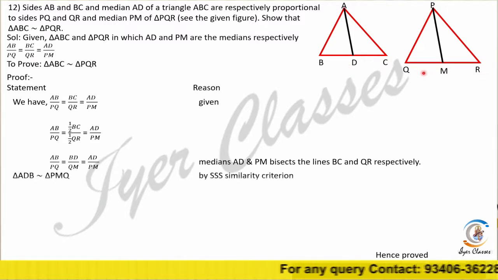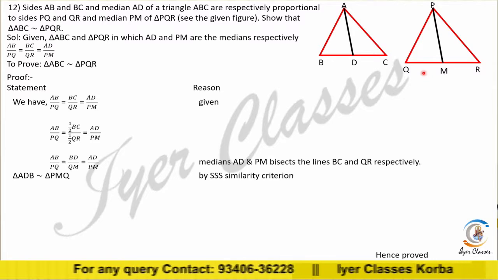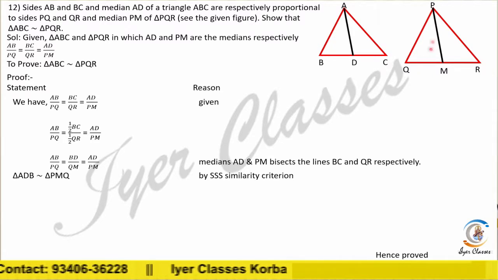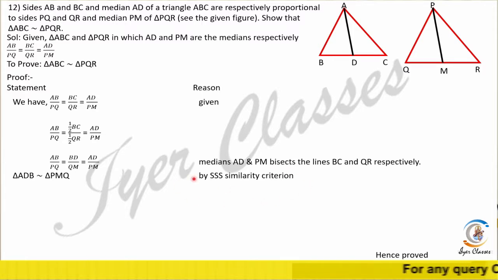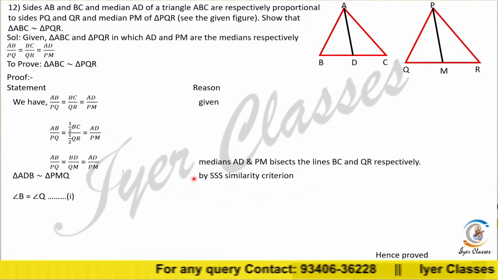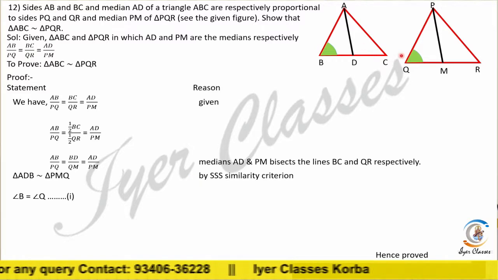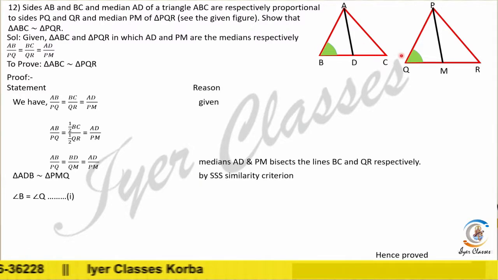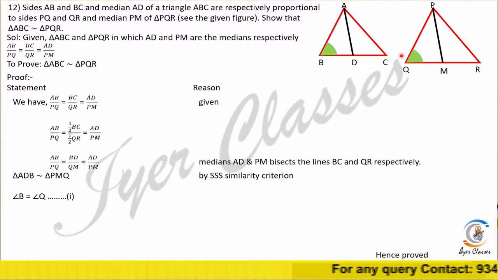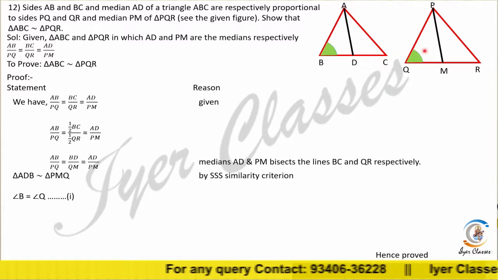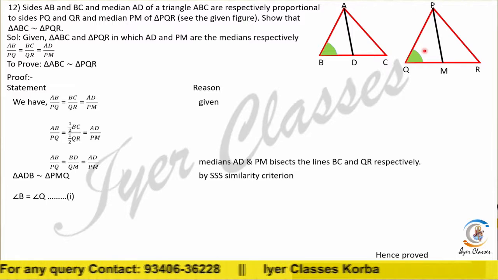Put the values. What do I get? The two triangles ABD and PQM will now become similar to each other by SSS similarity criterion. So, what will happen now? The angle B and angle Q will become equal because if the two triangles are similar, then the corresponding angles will be equal. So, angle B and angle Q will be equal to each other.